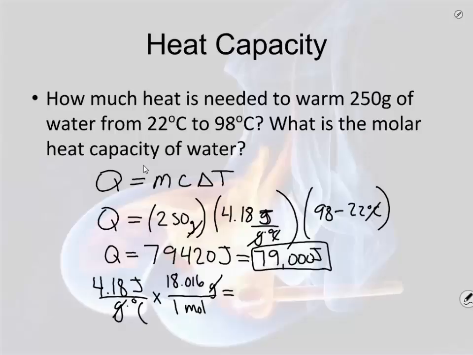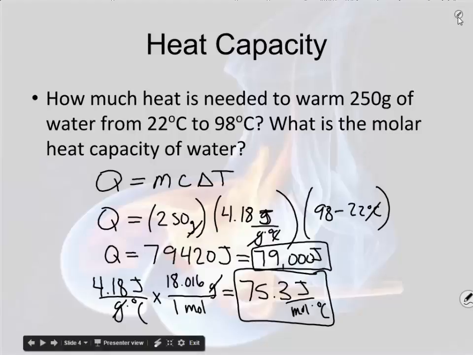So 4.18 times 18.016. And we're going to get a molar heat capacity of 75.3 joules per mole this time, degrees Celsius. Okay, so those would be the two answers to that problem.